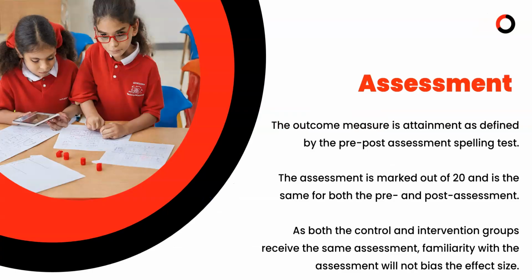So moving on to the assessment, which I've briefly discussed. The outcome in this is defined by the pre-post spelling test that you create. It's marked out of 20, and it's the same for both the pre and the post assessment, and it's the words that you've selected for this intervention. As both the control and intervention groups receive the same assessment, familiarity with it should not bias the effect size.